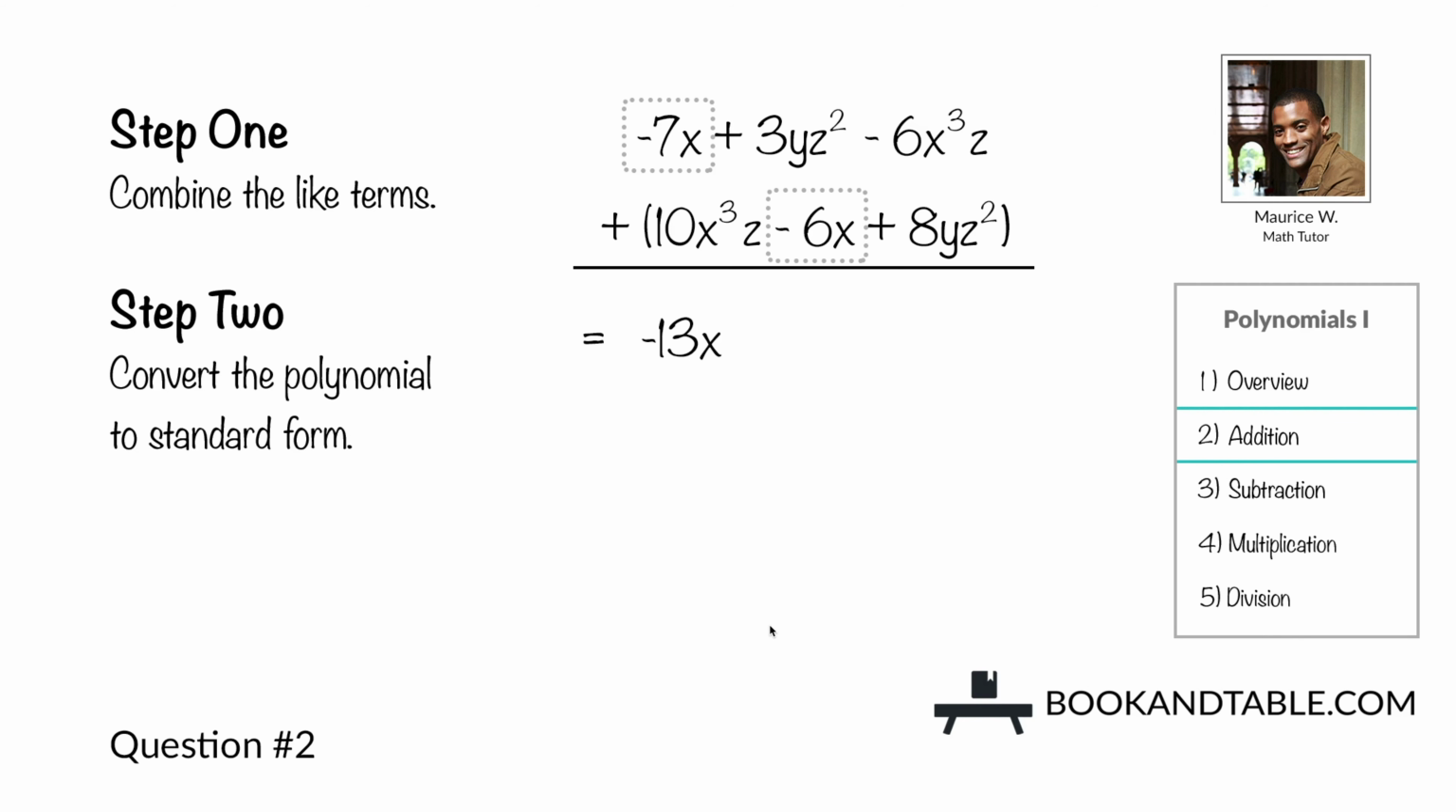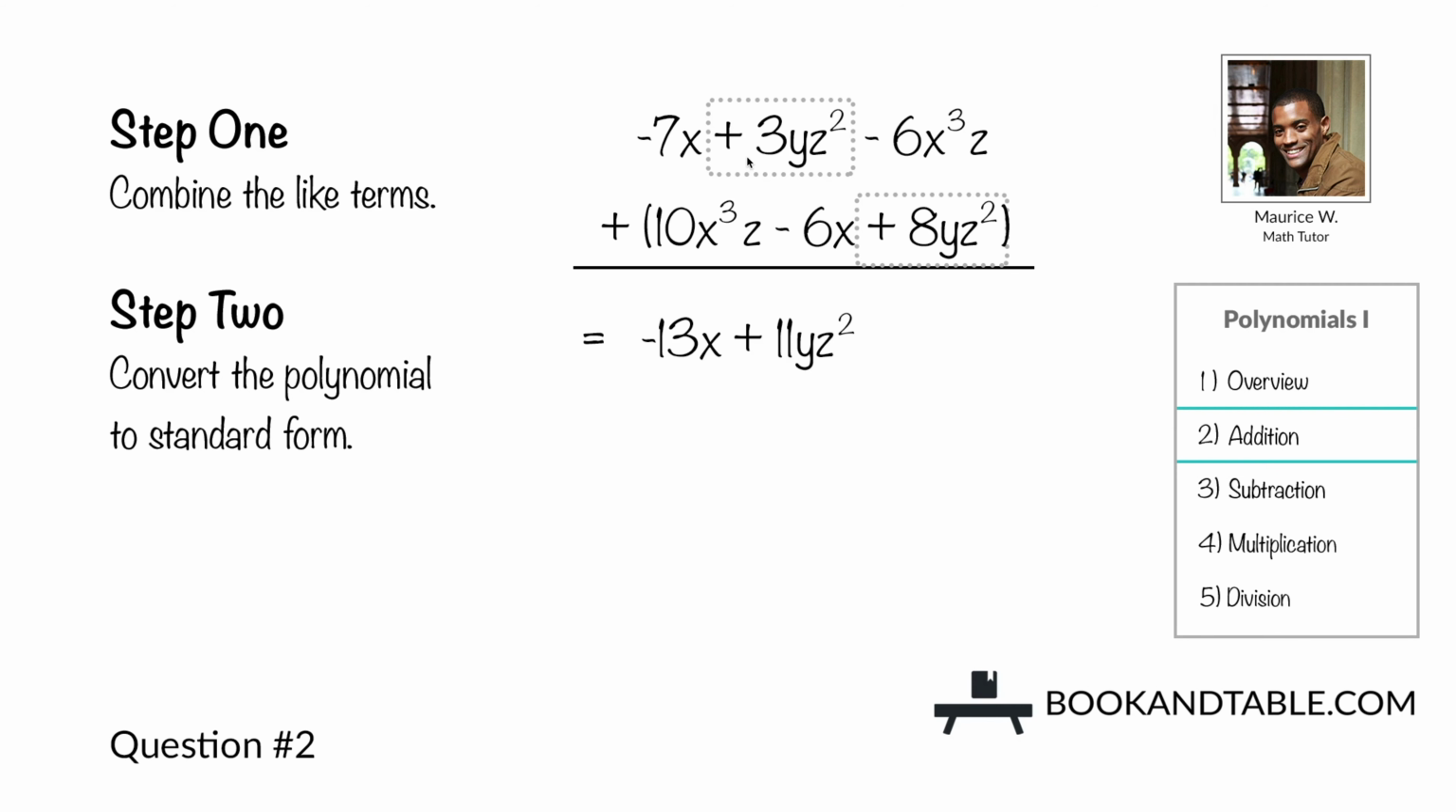Question number 2. We wanted to add negative 7x plus 3yz squared minus 6x cubed z plus 10x cubed z minus 6x plus 8yz squared. We'll go to the first term of the first polynomial and combine that to any other like terms, which would be negative 6x. So when we combine the coefficients, we have negative 7 minus 6, which gives us negative 13x.